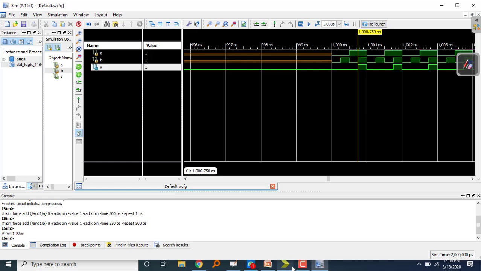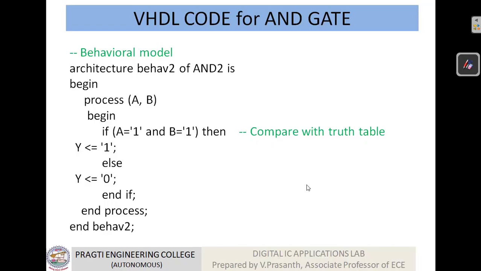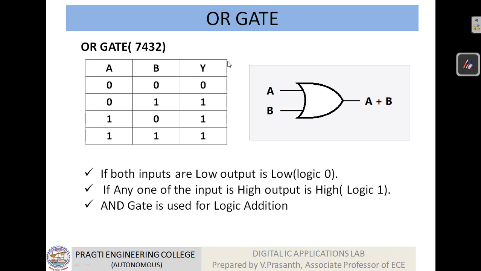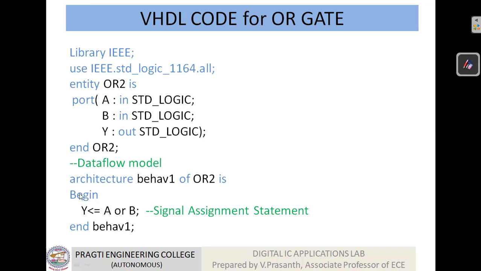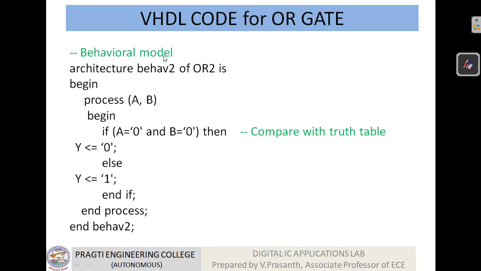Likewise, for the OR gate the expression is: if both inputs are 0, output is 0. In the rest of the cases output is 1. So you can write the program: if both inputs are 0, output is 0, else 1. It is a logic addition, and the programming is the same. Previously we placed A and B; it can be replaced by A or B. When it comes to behavioral programming, if both inputs are 0, then output is 0, else it is 1.